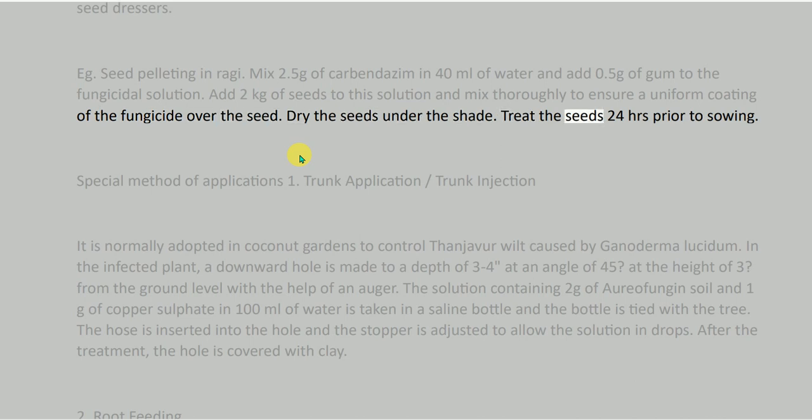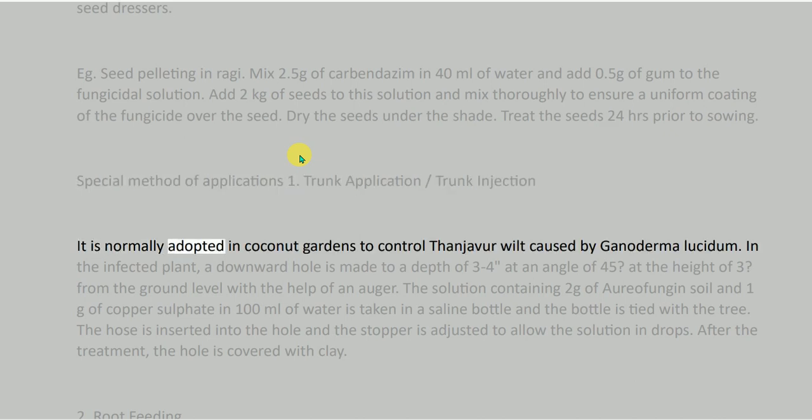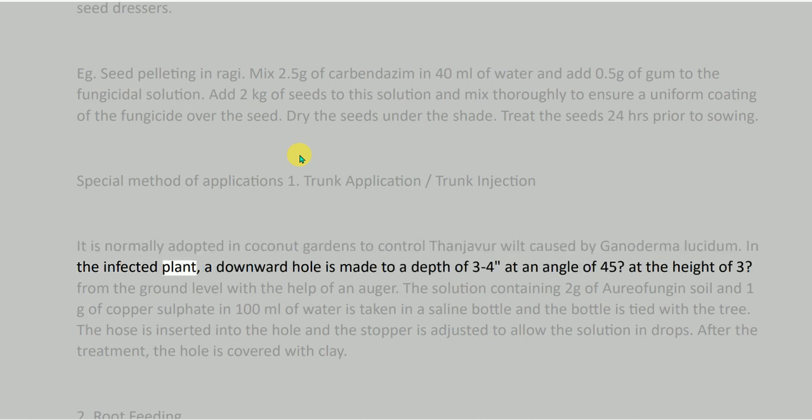Special methods of application. 1. Trunk application, trunk injection. It is normally adopted in coconut gardens to control Tanjavur wilt caused by Ganoderma lucidum. In the infected plant, a downward hole is made to a depth of 3 to 4 inches, at an angle of 45 degrees, at a height of 3 feet from the ground level with the help of an auger.